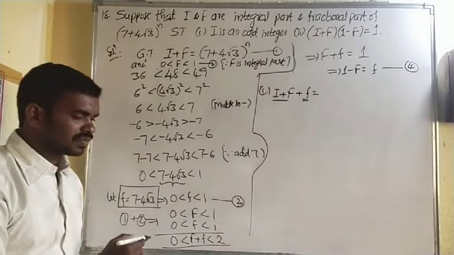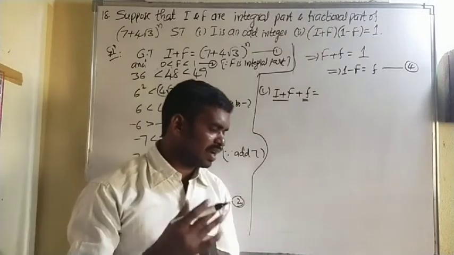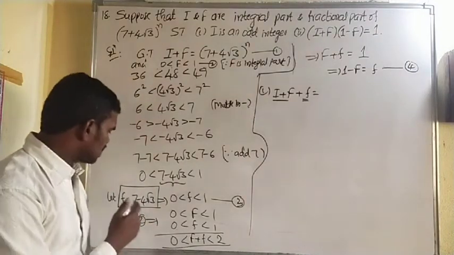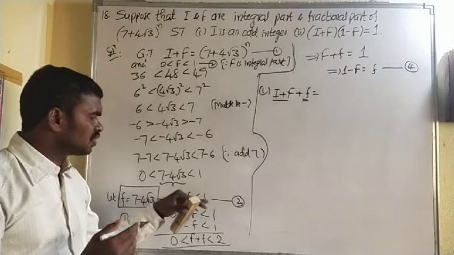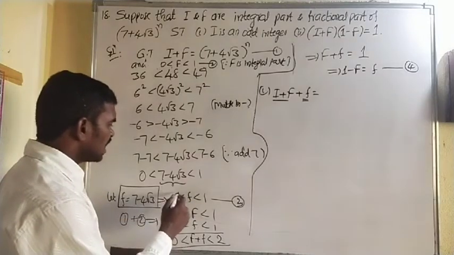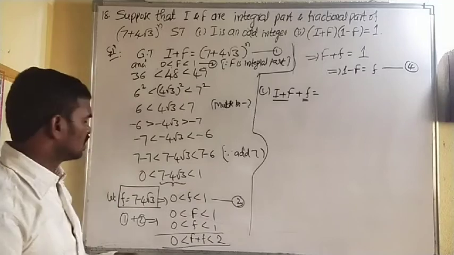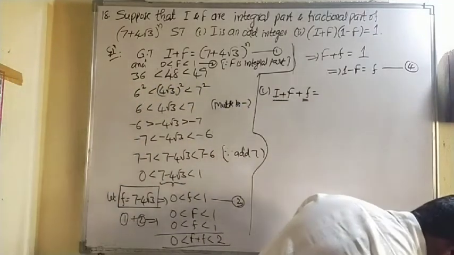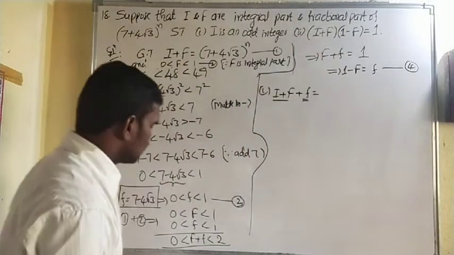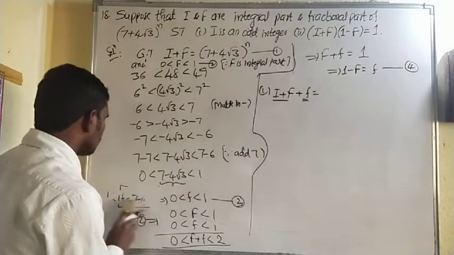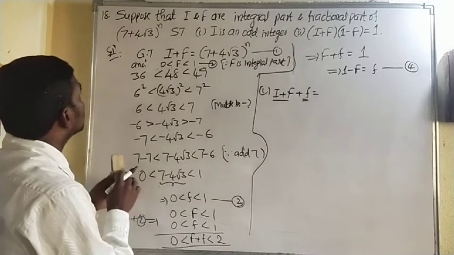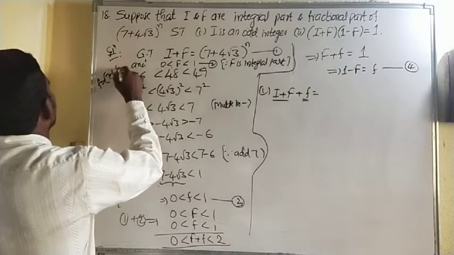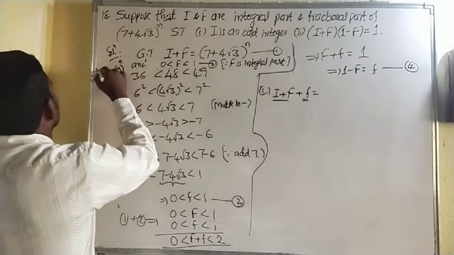Here also we can raise the power n. Why? Capital F plus small f also lies between 0 and 1. If you raise the power n, f power n can be taken as 1 power n. So here also we can take power n. Let f equal to 7 minus 4 root 3 whole power n.